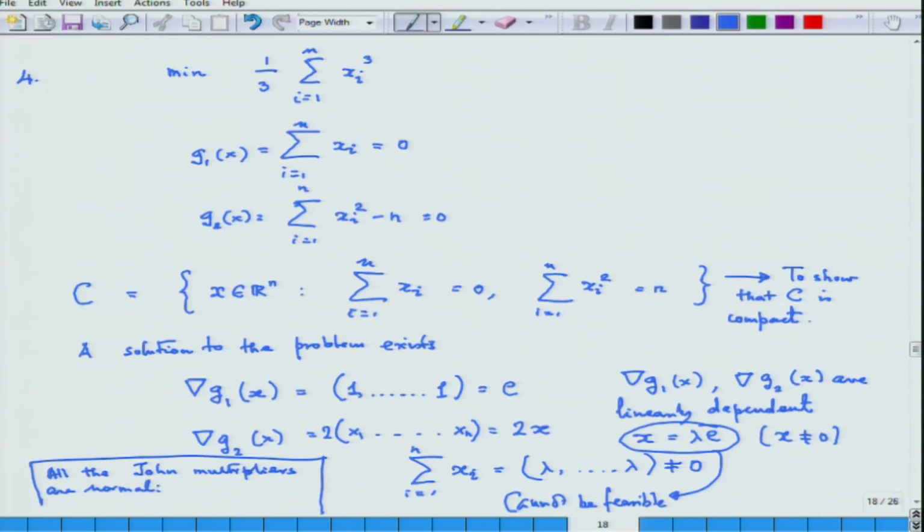Which means now we can simply apply what we will call the KKT condition, right.